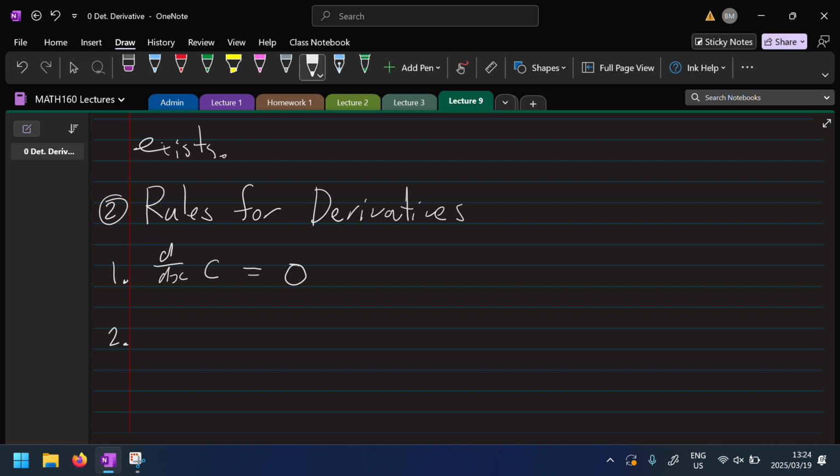Okay, so rule number 2, the derivative of x to the n is n x to the n minus 1. So if we have x squared, for example, we take the 2 down and then minus 1 from the exponent. So then it will be 2x. If we had 3x cubed, we would take the 3 down, then it would be 9x squared. Okay, so we call this the power rule. Right, because it's x to some power.